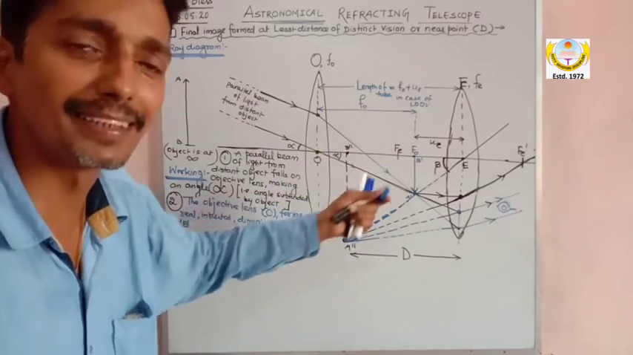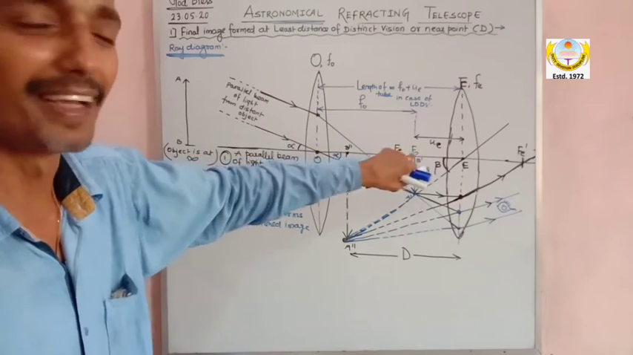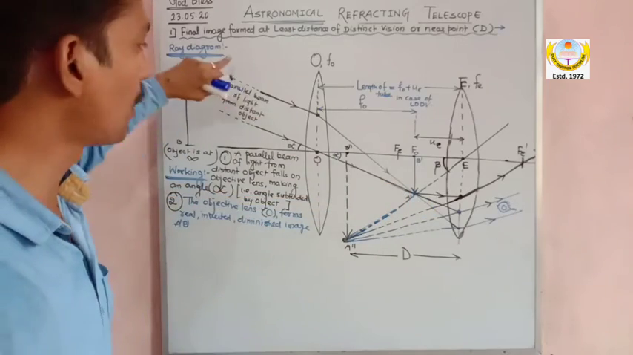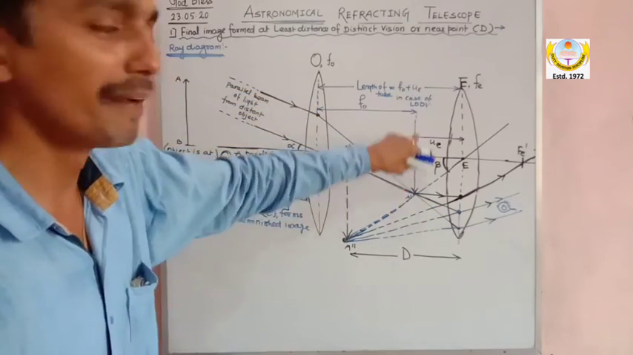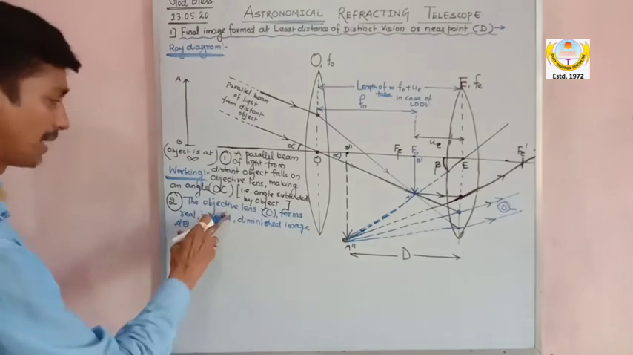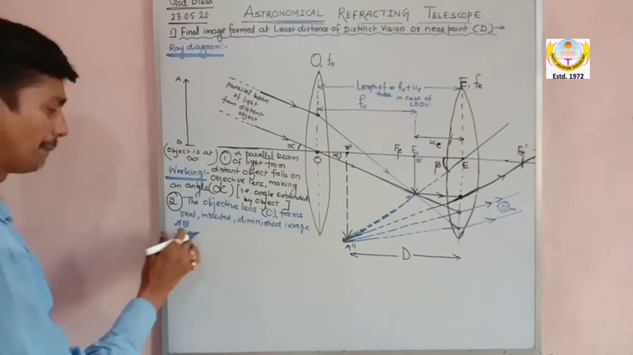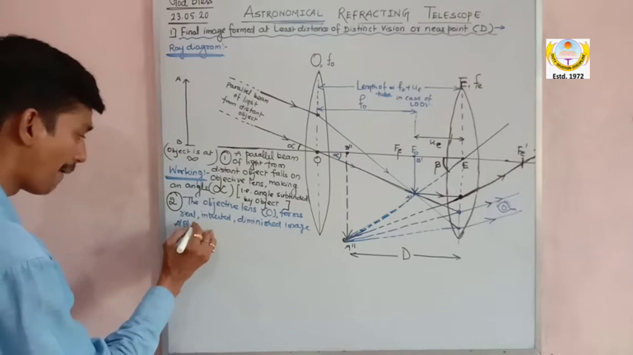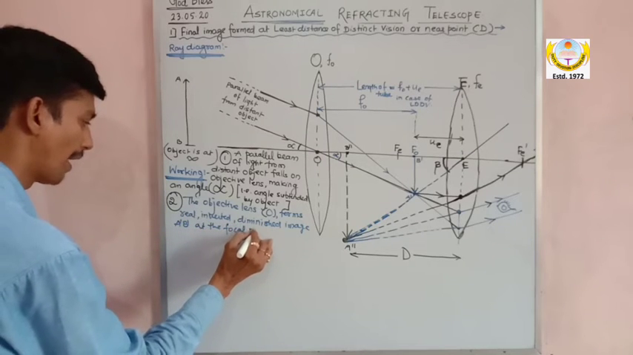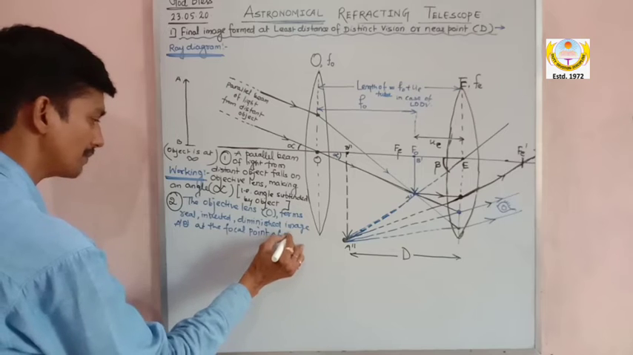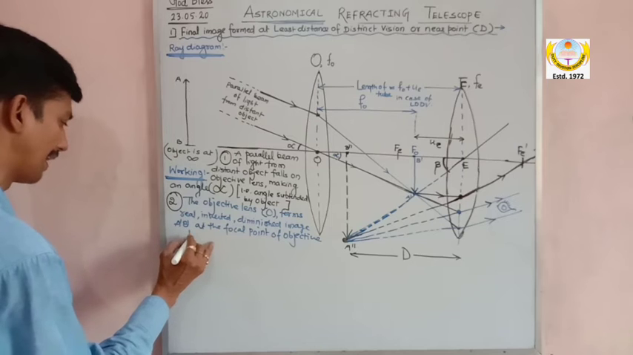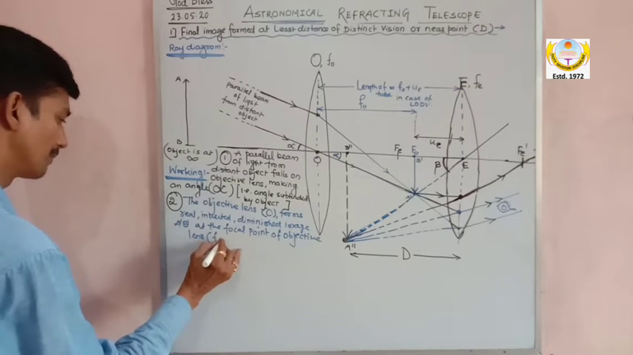Where does it form this image? Sir, at its principal focus. At the principal focus of the objective it will form the image. Why? Because the object is at infinity, so the image is at focus. So please write down that line. The objective lens forms a real inverted diminished image A dash B dash, where? At the focal point of the objective lens, named FO.